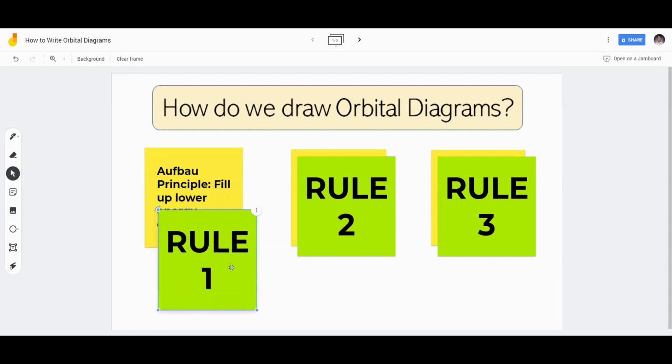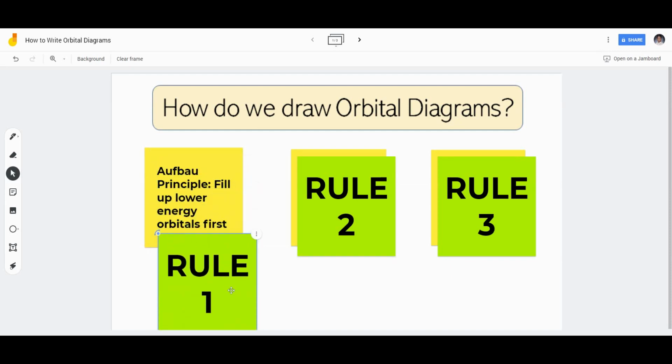So the first rule is the Aufbau principle, wherein it states that you should fill up lower energy orbitals first. Okay, so you cannot fill up energy level 2 before filling up energy level 1. And at the same token, you cannot fill up the P sublevel without filling up the S first, or you cannot fill up the D sublevel without filling up the P first.